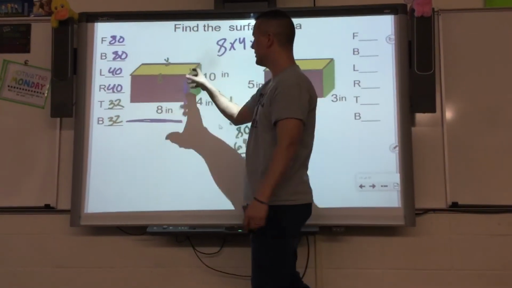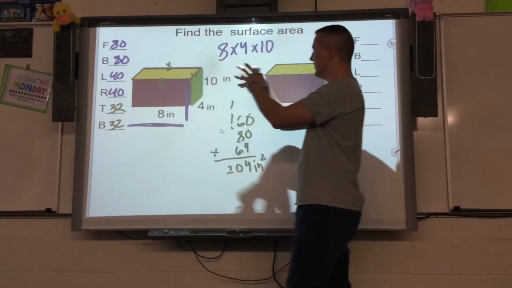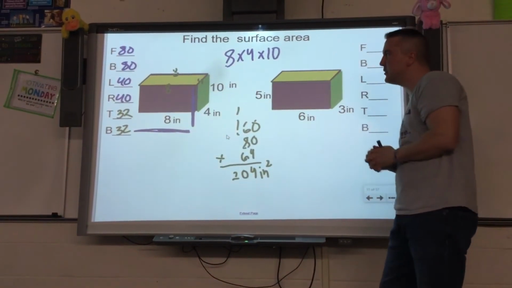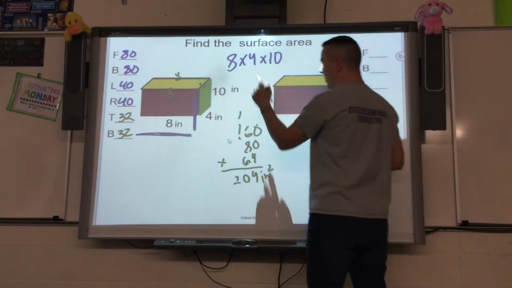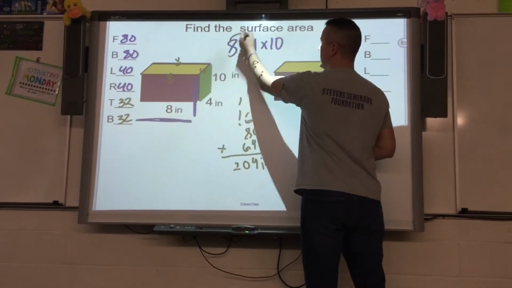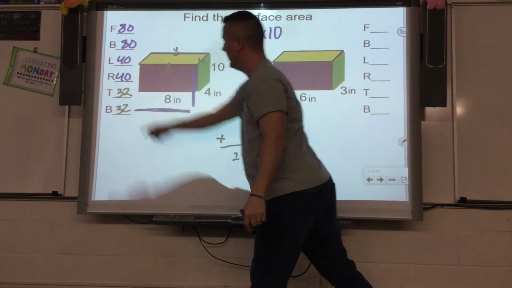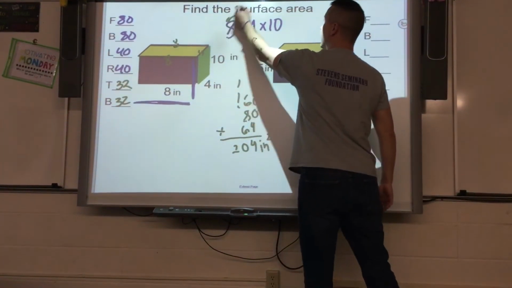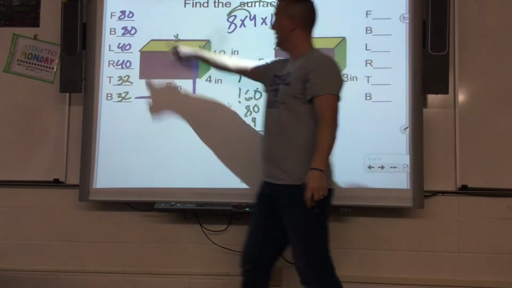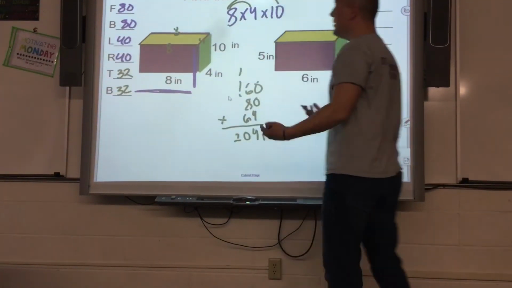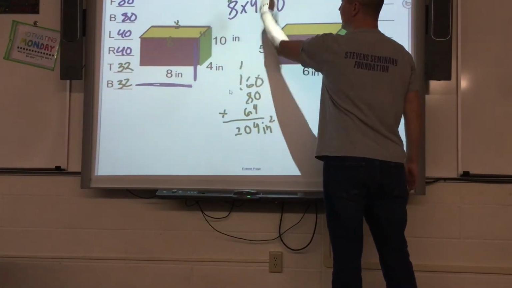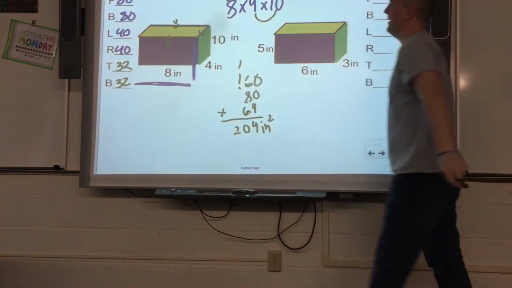That's taking all the surfaces, combining them together. Now, if you notice, there was a little bit of a trick in here. At one point, I went 8 times 4, got 32. Another point, I went 8 times 10, got that one. And then the only ones we didn't do yet, 8 and 4, 8 and 10, is 4 and 10.